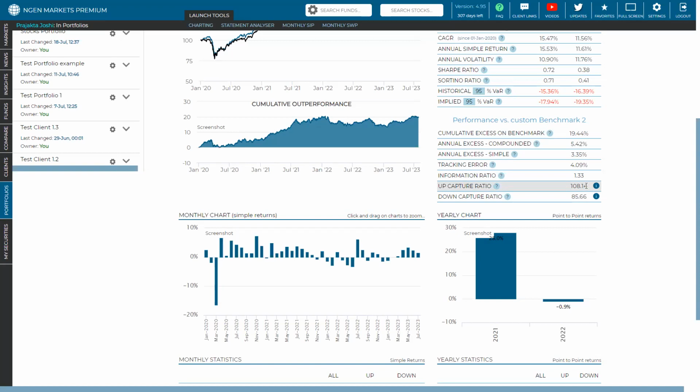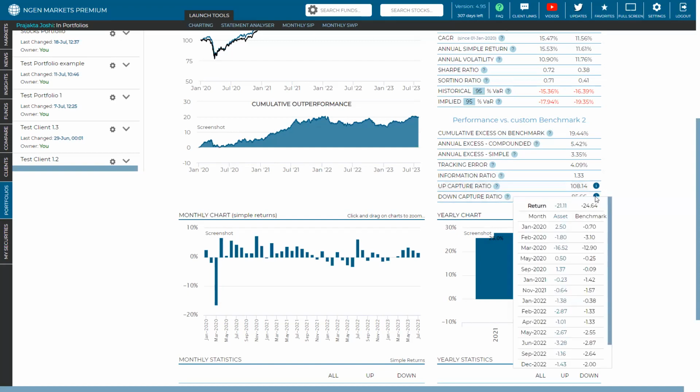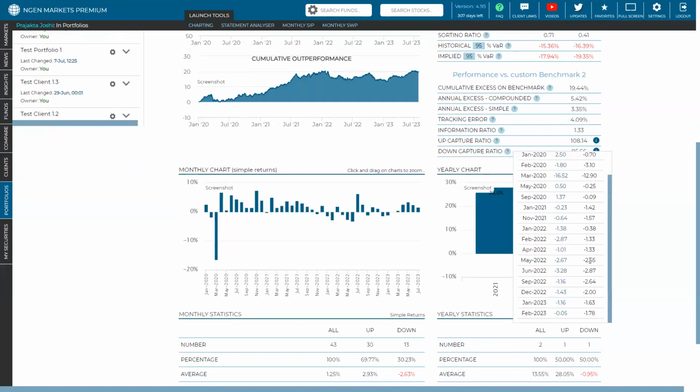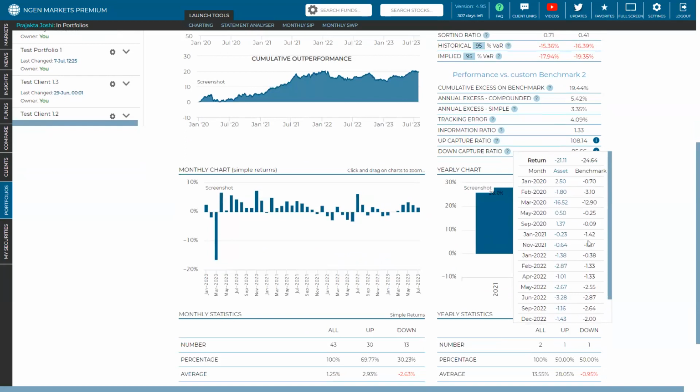Conversely to this, the down capture ratio tells you the performance of the portfolio in a bear run. Okay, so in this case, only those particular months will be included when the benchmark gave negative returns. And that's why we term it as a bear run. So for example, in May 2020 as a month, the benchmark fell by negative 0.25%. On the other hand, your portfolio as a whole actually rose by 0.50%. Right? So that's how resilient your portfolio is to a bear run. That can be highlighted using the down capture ratio.